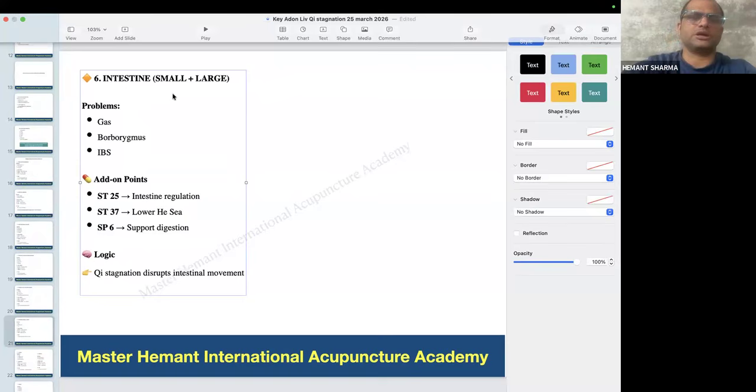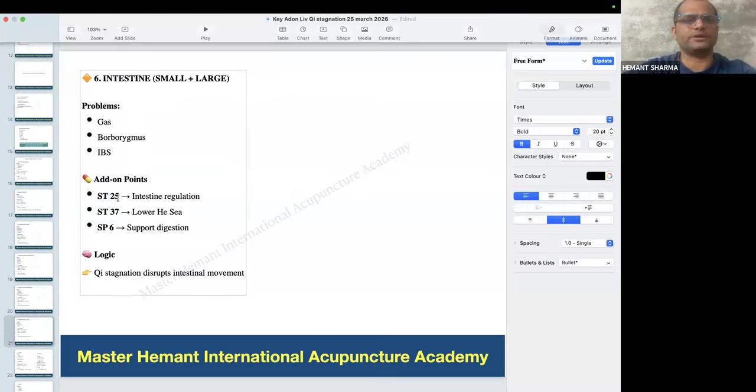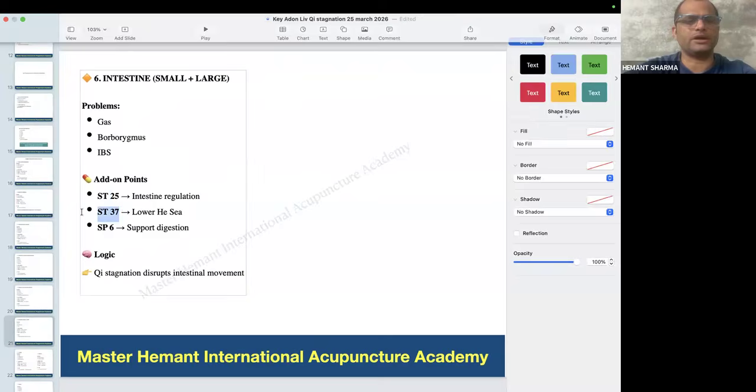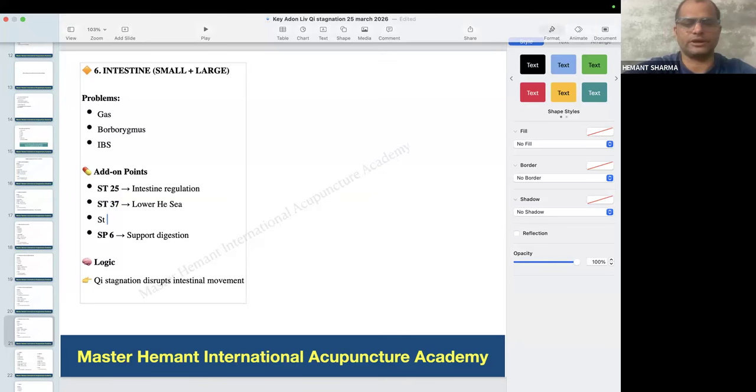Or if the liver chi stagnation is attacking the intestine, then we can add the point of the intestine. आप इसमें और भी पॉइंट ऐड कर सकते हैं. लाइक इसमें हमने लार्ज इंटेस्टाइन का पॉइंट ऐड किया, आप स्मॉल इंटेस्टाइन का भी ऐड कर सकते हैं. You can add stomach 39.